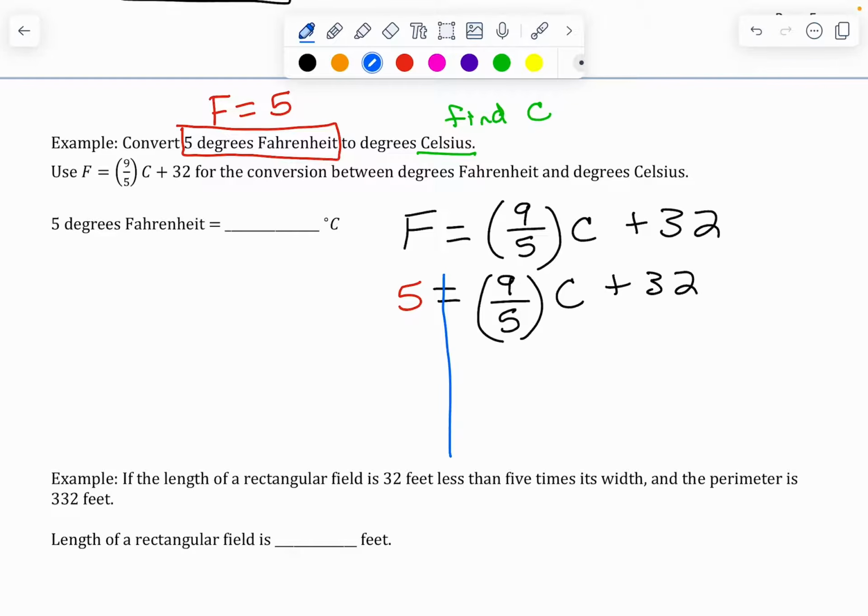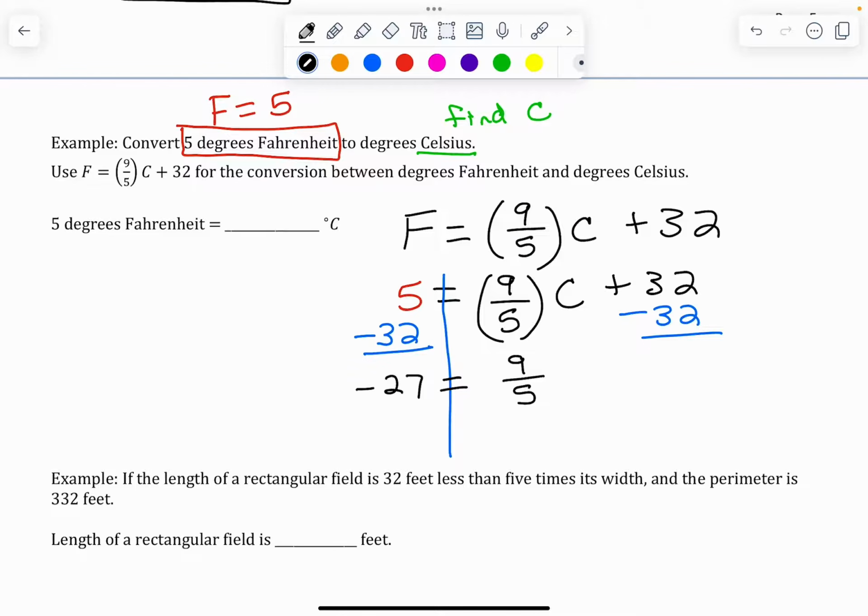Then we can work on getting C by itself. That's what we're looking for. We're asked to find C, so that means get this C by itself. So for us to do that, we first need to move the positive 32 by subtracting 32 from both sides. And we get negative 27 equals 9 over 5 C.